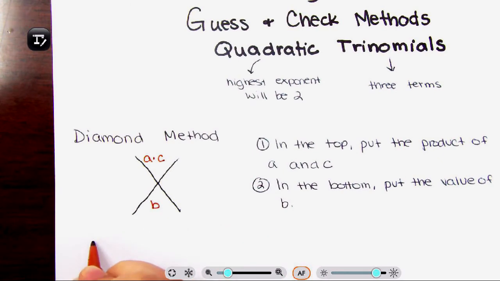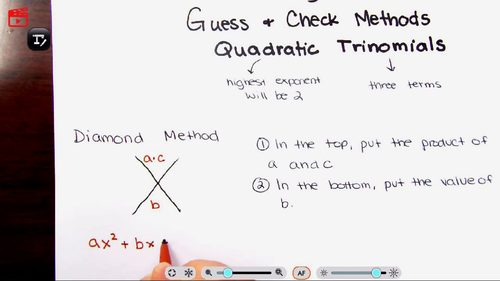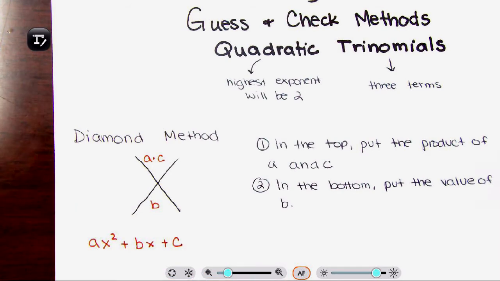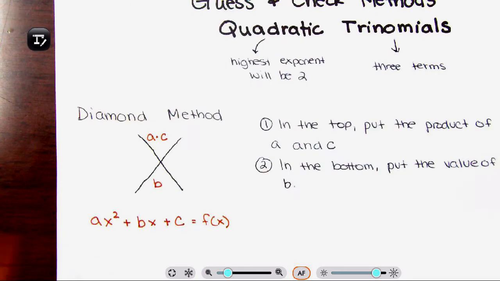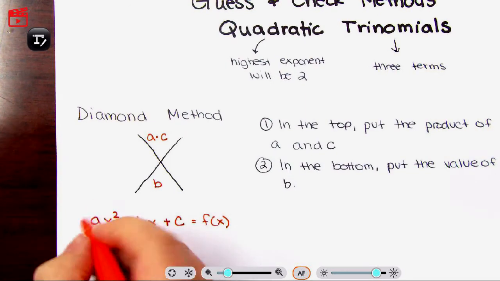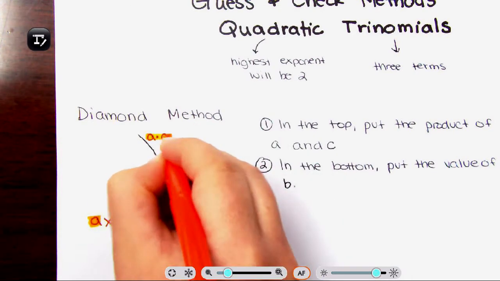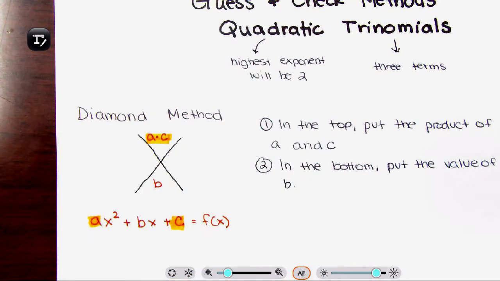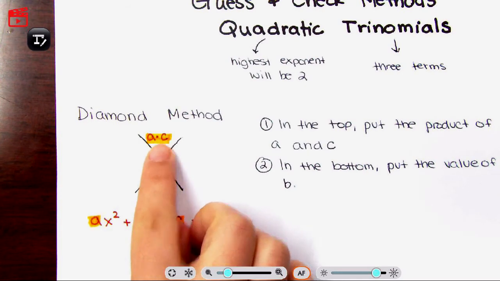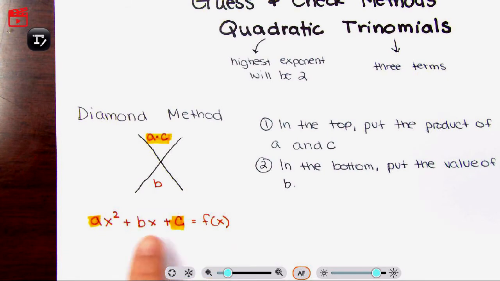And let me write this out. So we have AX squared plus BX plus C as our quadratic trinomial. So you're going to take A and C and multiply them, you're going to find the product. Product means multiply. So you find the product and put it on top. Here, you're going to take your B and put it on the bottom.